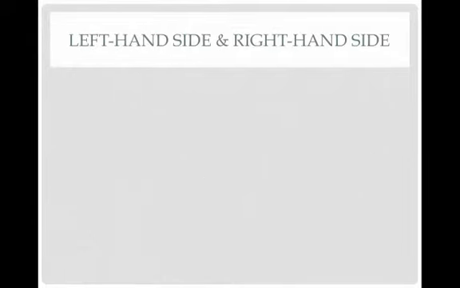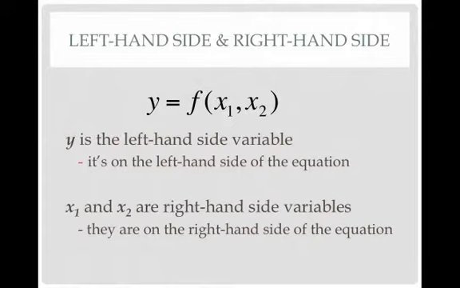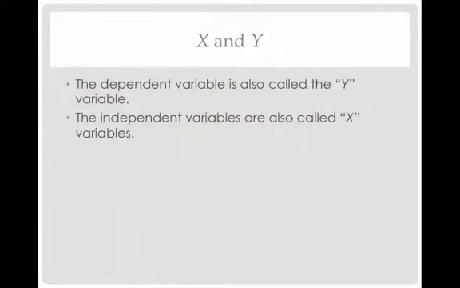We can also talk about the equation as left-hand side and right-hand side. Okay, so as you might guess, y is on the left-hand side, and we call that the left-hand side variable. There's only one left-hand side variable. You can have numerous right-hand side variables, and in this equation, x1 and x2 are right-hand side variables because they're on the right-hand side. And finally, x and y are also used to mean, so for example, y, the dependent variable, is called the dependent variable.